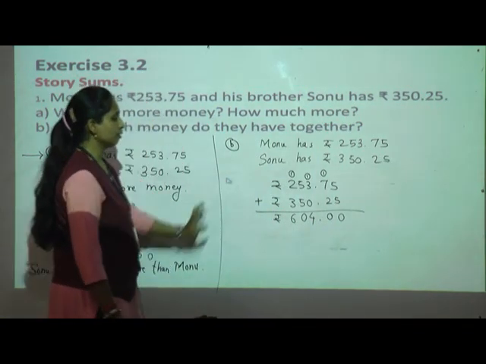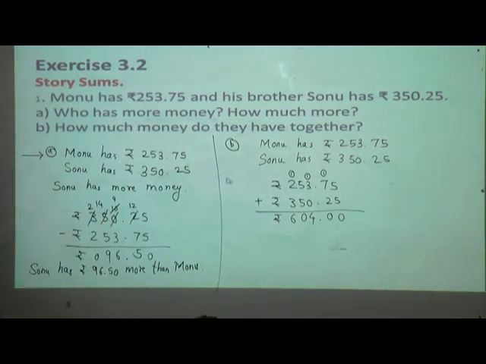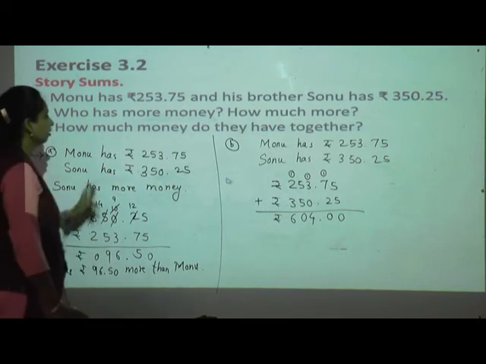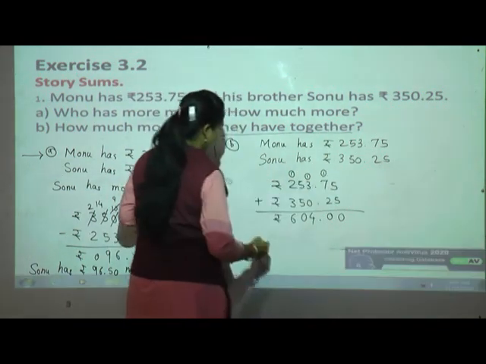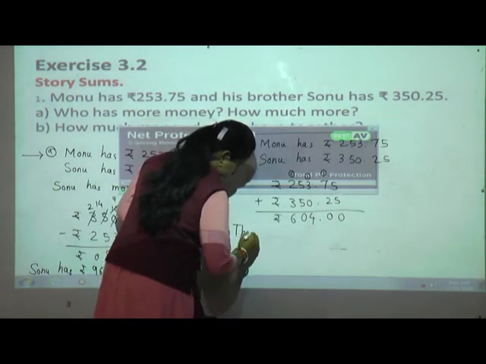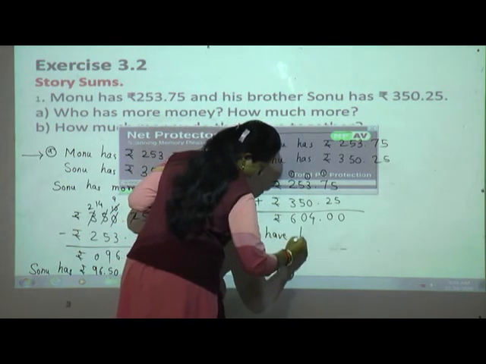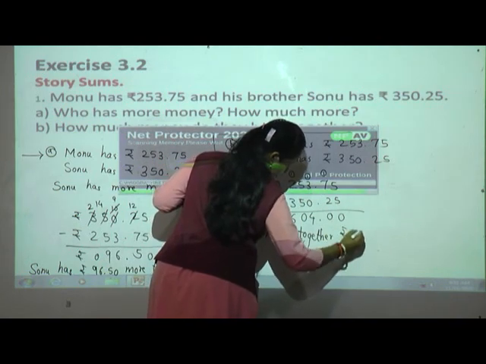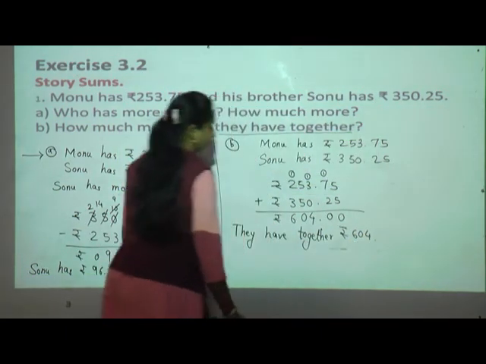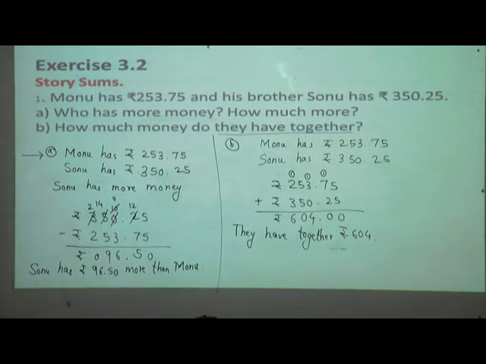So what is the answer? Rupees 604.00. If we write 00 or if we don't write it, there is no value. So we have to write who has it. Who is having? Sonu and Monu. They have together rupees 604. Clear? Understood this story sum? Very easy. Okay? Clear?